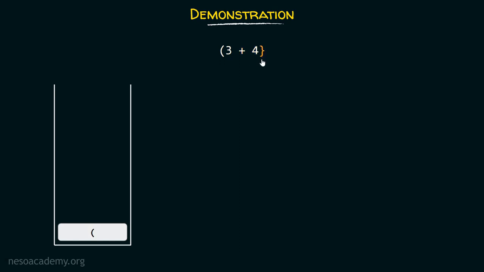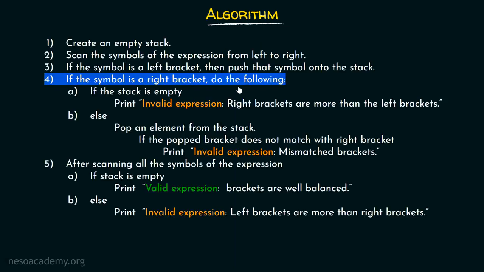After this, we have encountered this symbol that is a curly bracket. This is a right curly bracket. According to the algorithm, if the symbol is a right bracket, do the following. If the stack is empty, then we must print this message, invalid expression, right brackets are more than the left brackets. It is making sense as well. If there is no symbol inside the stack to compare, then definitely right brackets are more than the left brackets. Making sense, right? Otherwise, pop an element from the stack and check this. If the popped bracket does not match with the right bracket, then print invalid expression, mismatched brackets.